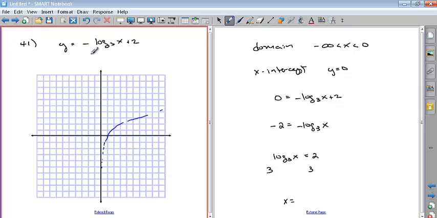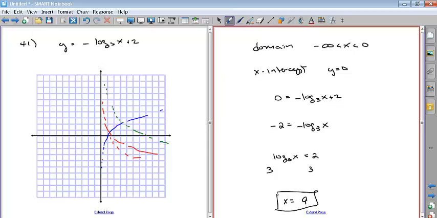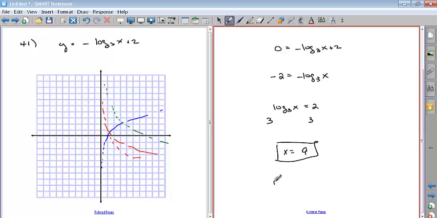This negative sign means reflection across the x-axis. So it looks like this, kind of like that. And then it gets shifted up 2. So then it looks something like this. So it crosses somewhere else out here, which turns out to be 9. So the answer is 9. That's the x value for y equals 0. And the domain was wrong. It's actually from 0 to infinity, and it can't equal 0. And the vertical asymptote is x equals 0 still.